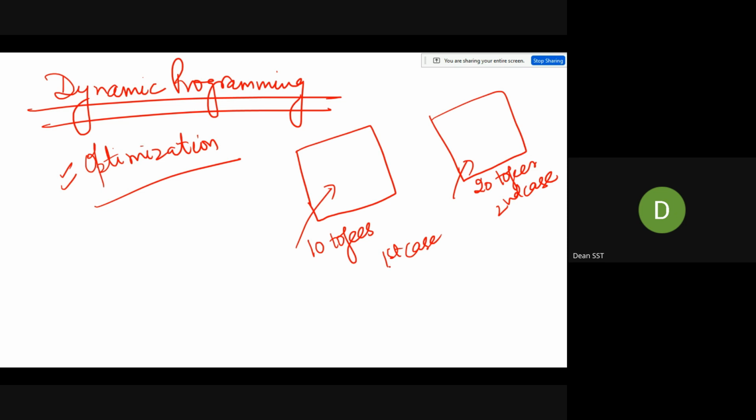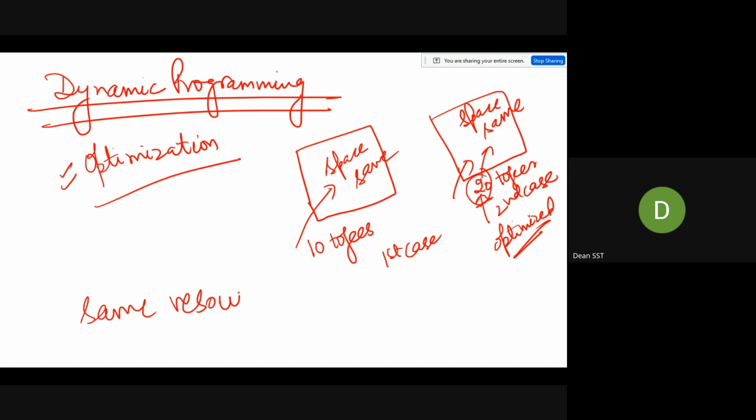First case or second case? Second case. The space is the same, but in the same space the output is more. We are accommodating 20 toffees here, so we have optimized. It means for the same resources, we are using them optimally. Optimally means we have optimized.